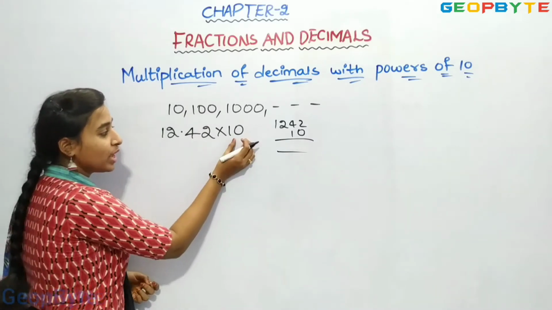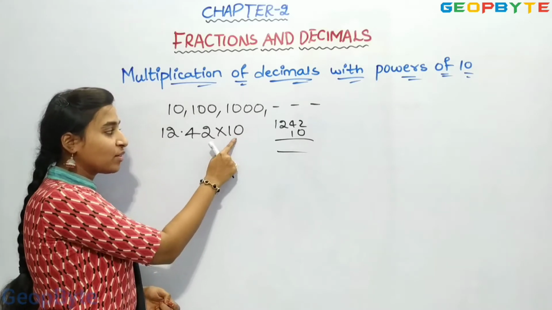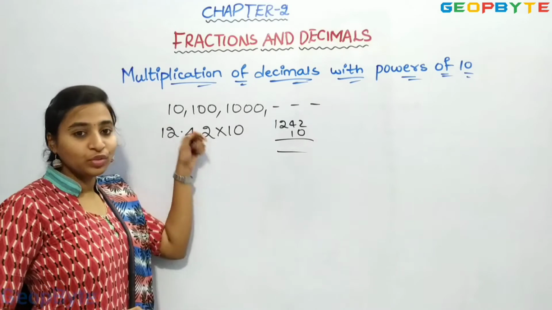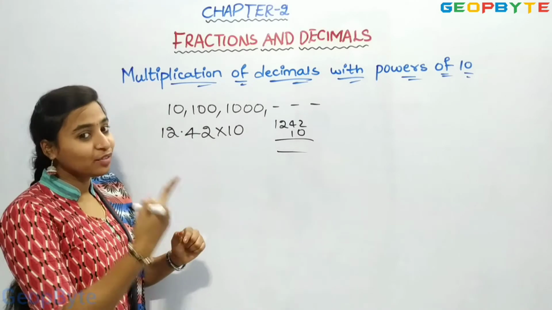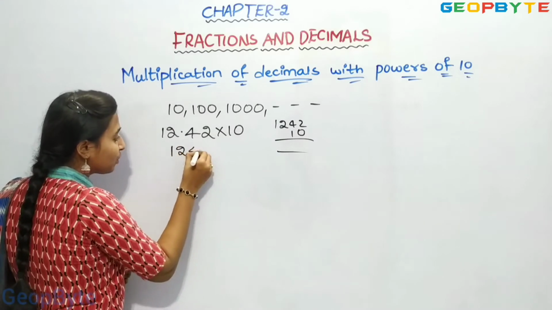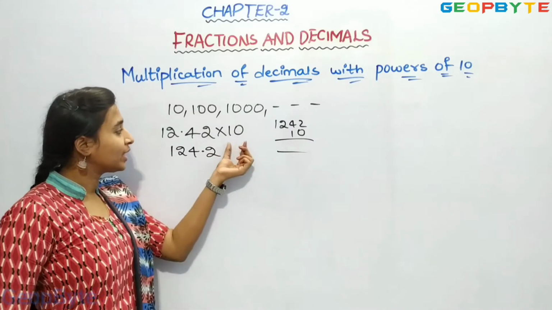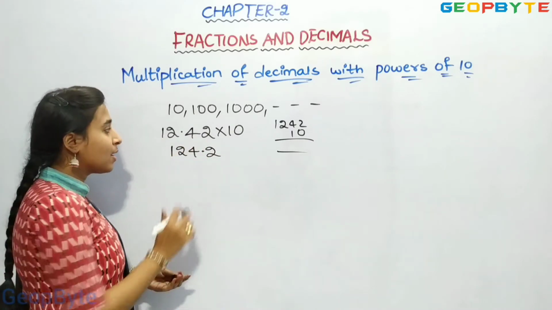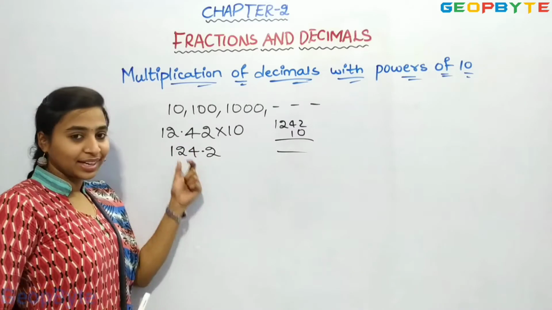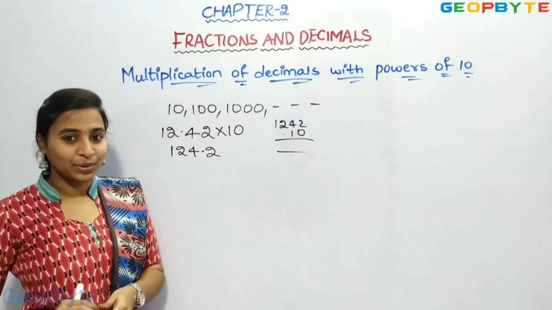That is, we have 10. In 10, we have only one zero. So, the decimal point moves towards the right, that is, after one digit. The answer is 124.2. When 10 gets multiplied to the decimal, this point moves towards the right, that is, after one digit, since we have 10.